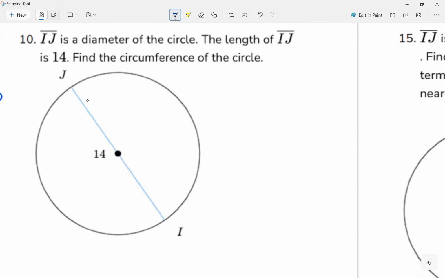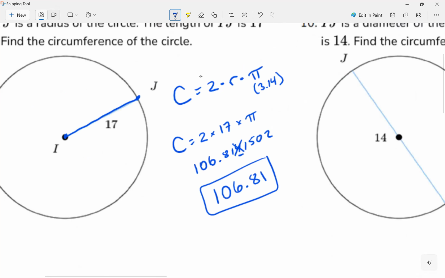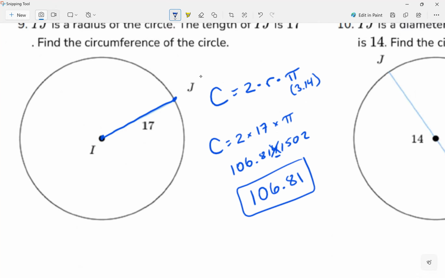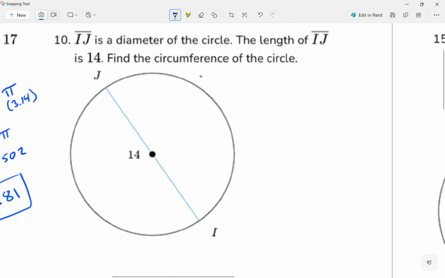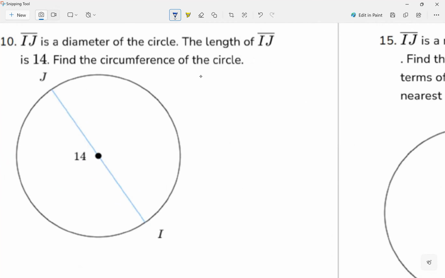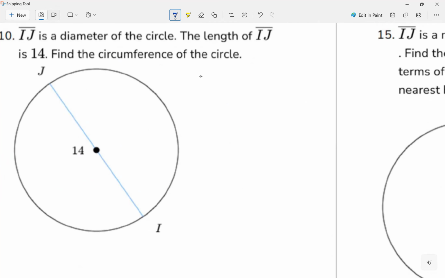Let me show you guys how I did it on number 9. See how 17 is to the side, not in the center? Okay, so here again, 14 is the diameter. Find the circumference of the circle.